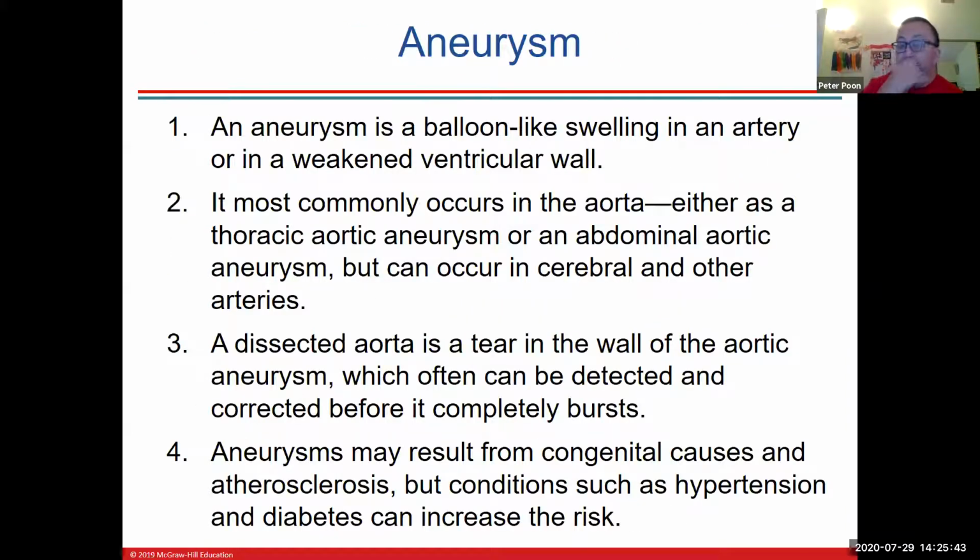Okay, aneurysm. An aneurysm is a balloon-like swelling in an artery or weakened ventricular wall. Mostly in the arteries, and arteries are under higher pressure, so you blow out easier.